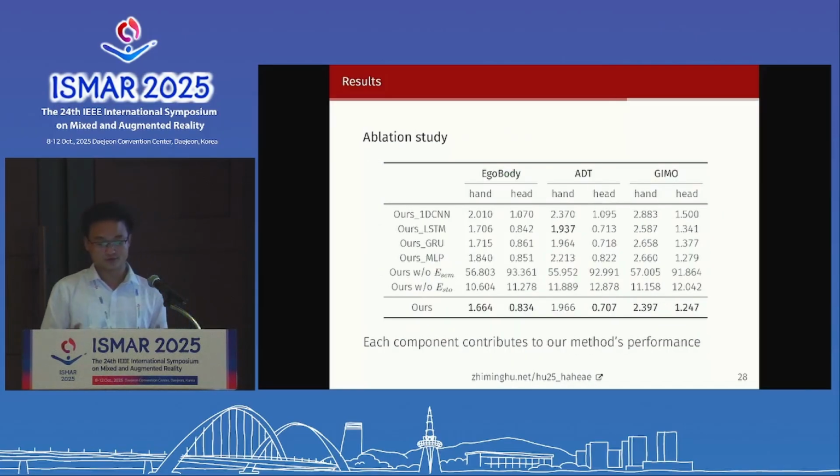We also do some ablation study. For example, we replace our GCN encoder with 1D-CNN, SKM, GRU, or MLP encoders, and we also remove the semantic or stochastic representation. We show that all those components are really important for our reconstruction.